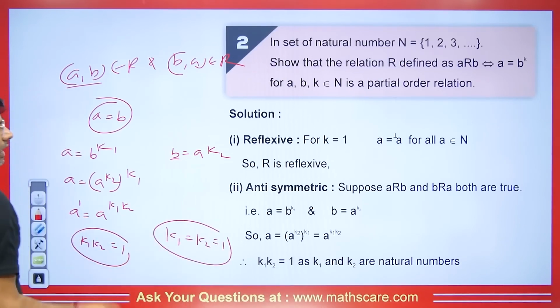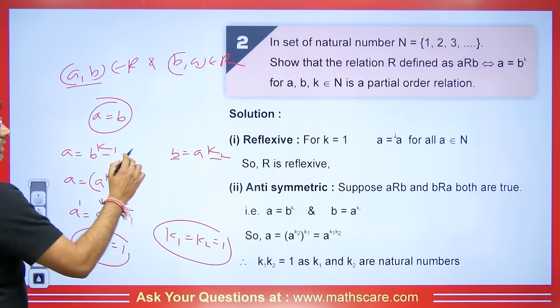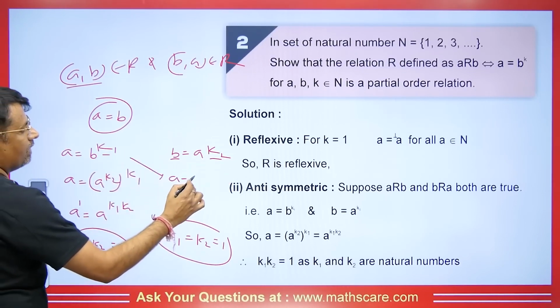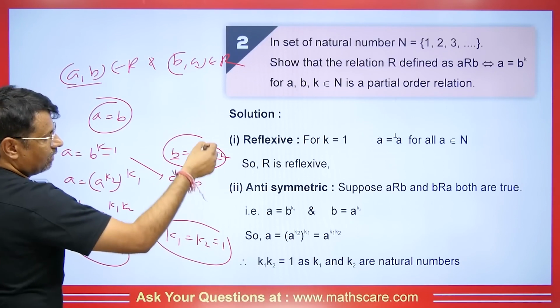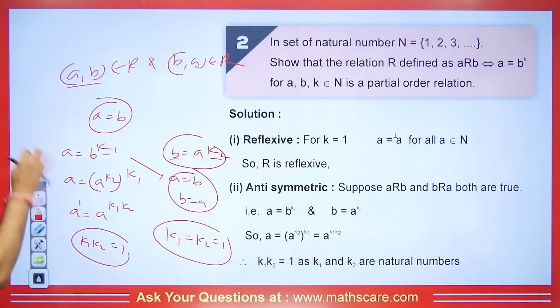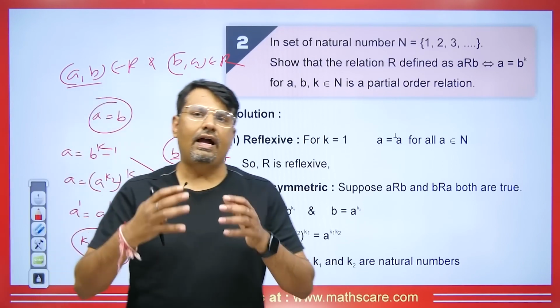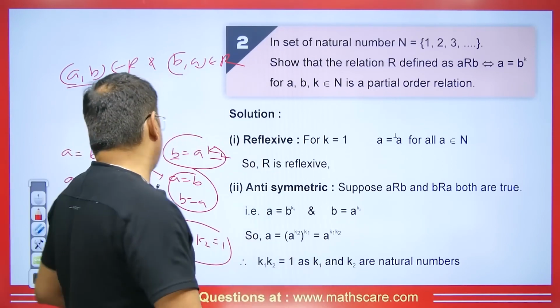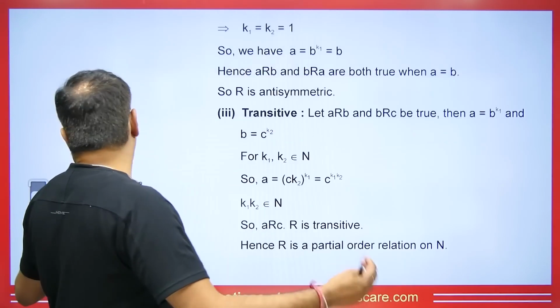And if k1 and k2 are 1, it means that a will be equal to b. And if k2 is 1, then b will be equal to a, right? So a will be equal to b. This relation will be antisymmetric. So we can understand it very easily. Next, we will talk about transitive.